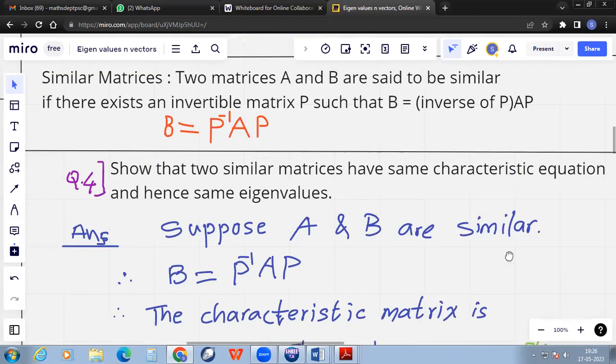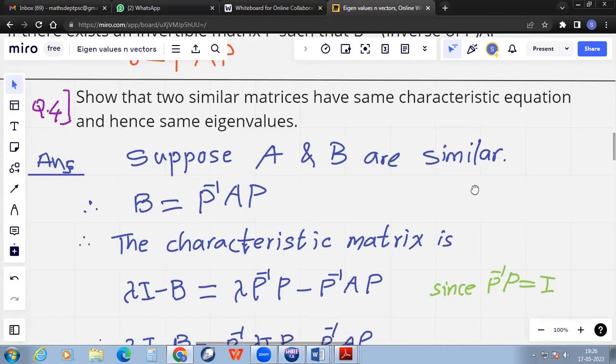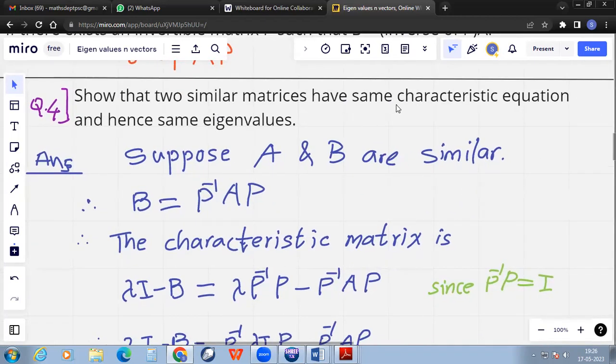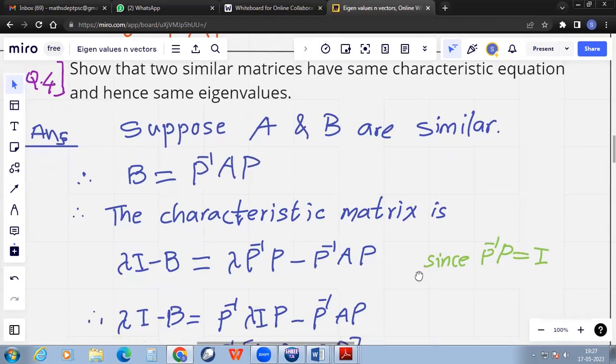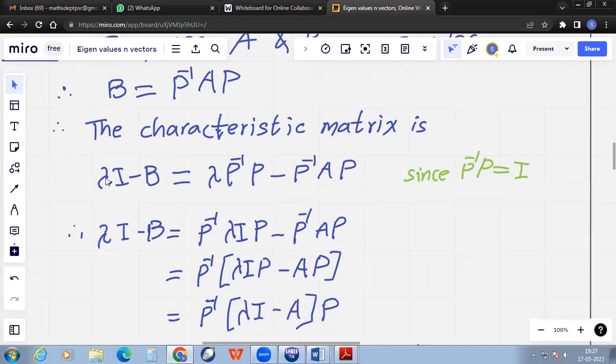Now this question is very important for us. Question says, show that two similar matrices have same characteristic equation and hence same eigenvalues. So suppose A and B are similar. A and B are similar means B can be written as P inverse AP, where P is some invertible matrix that we have written. Now we want to find out the characteristic matrix of B. So let us start. Lambda I minus B. This will be equal to identity matrix can be written as P inverse into P. And minus P inverse AP, the value of B we have just noted.